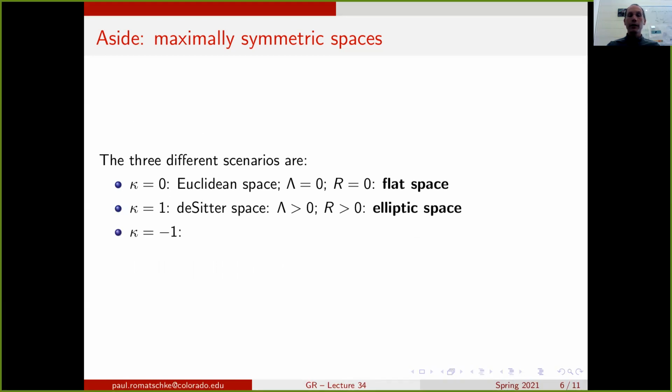Finally, we have kappa is -1. This corresponds to anti-de Sitter space or AdS space, which you might have heard before. In this case, the cosmological constant is negative, and the Ricci curvature is also negative. So this is a space of constant negative curvature, which is known as hyperbolic geometry or hyperbolic space.